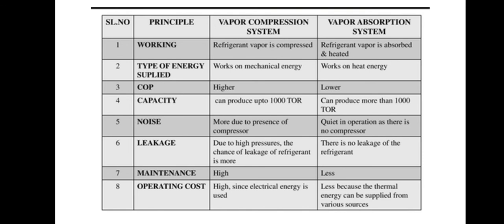And if you consider maintenance, the maintenance will be high for the VCR system and less for the vapor absorption refrigeration system. The operating cost is high because electrical energy is used, and the vapor absorption system operating cost is less because thermal energy can be supplied from various sources, such as electric energy, heat energy, or solar energy.